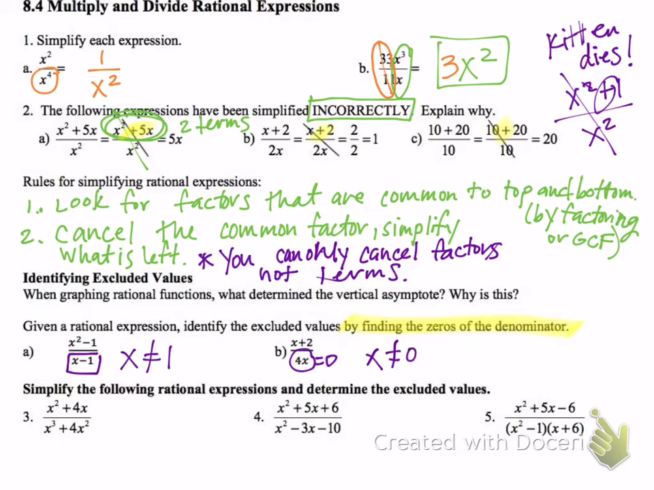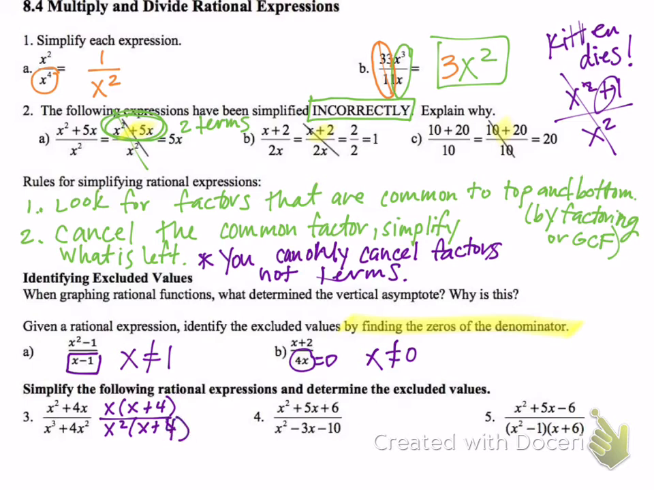So for number 3, we're going to follow the steps. We're going to simplify, and then we're going to determine the excluded values. Can I pull out any greatest common factors from the top? I can take out an x. I am left with x plus 4. And what can I pull out in the denominator? X squared. X plus 4.